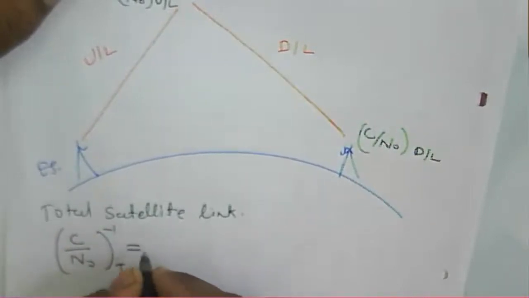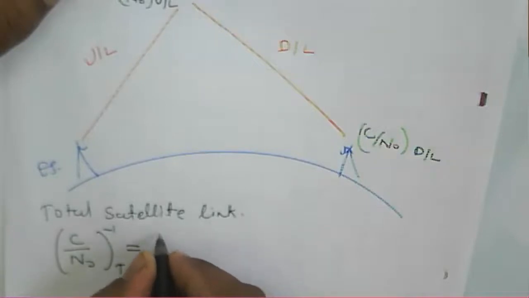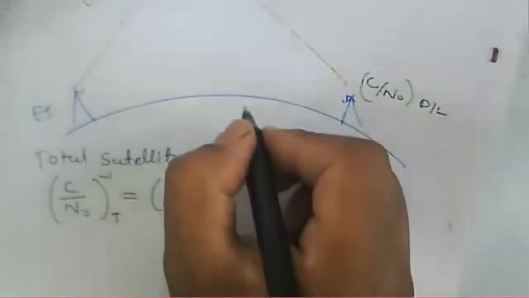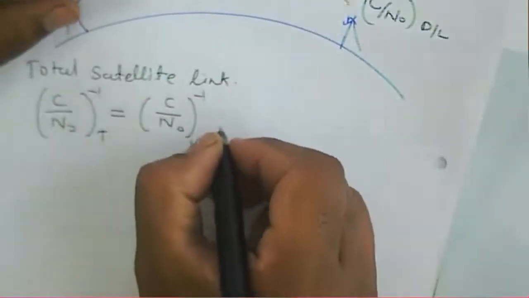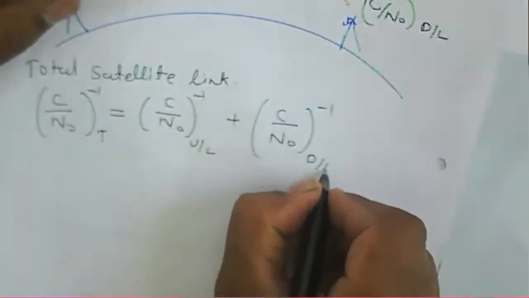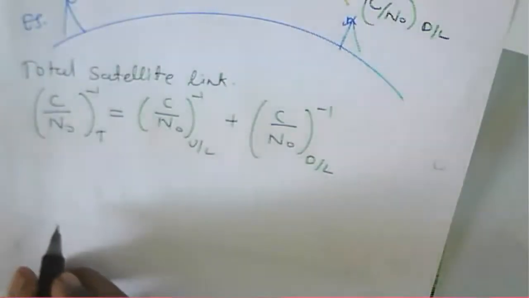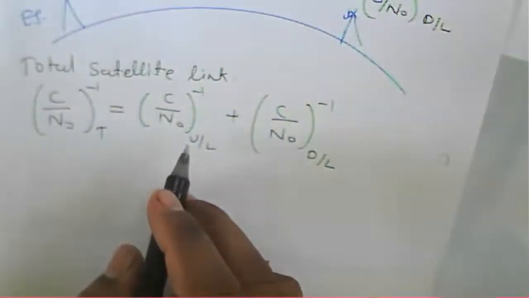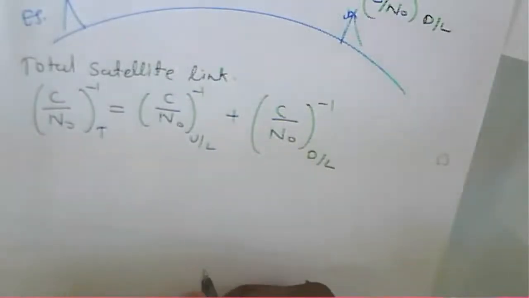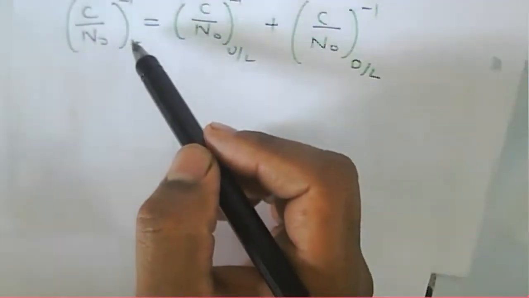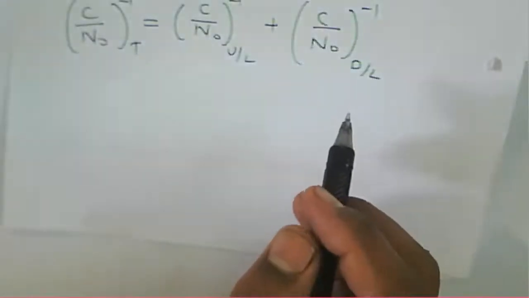Now we write the inverse here. So in that case it will be C by N0 raised to minus 1, that will be for the uplink, plus C by N0 raised to minus 1, that will be for the downlink. That will be the total equation here. C by N0 for the uplink and C by N0 for the downlink here. That is about a satellite equation. So now this one is about a total satellite link. We consider the uplink as well as the downlink, and that will be your satellite link design.